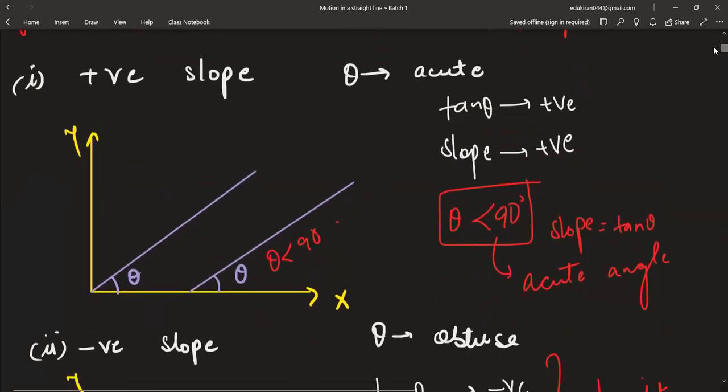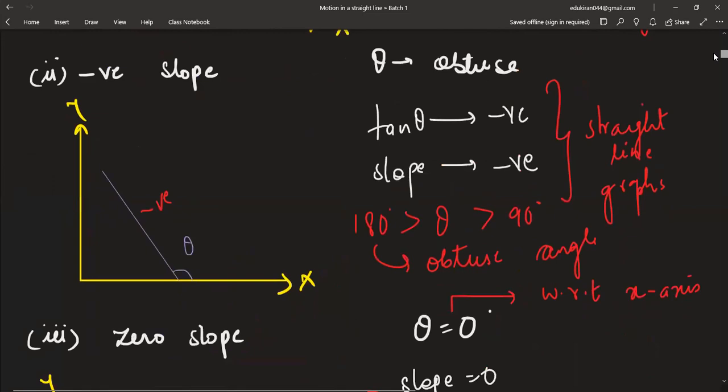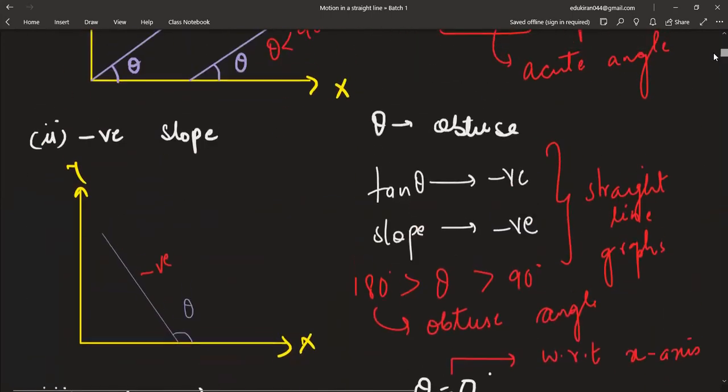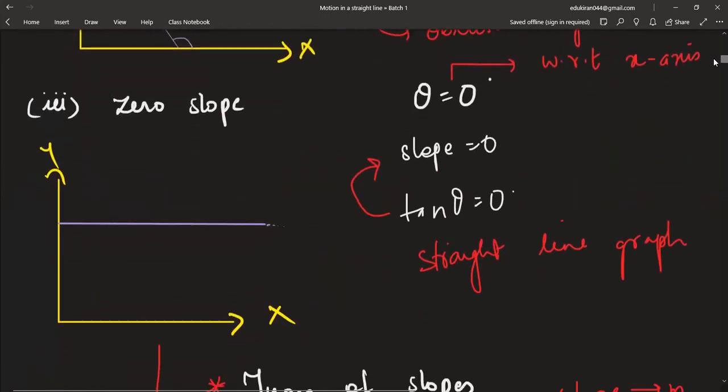So that's why we have tan theta as the slope. Positive slope, if the angle is less than 90 degrees, an acute angle we are getting. If it is more than 90 degrees but less than 180 degrees, an obtuse angle, then this is a negative slope, and zero slope if there is no slope being formed. So you have your theta as 0 degrees, and tan theta will also be 0.